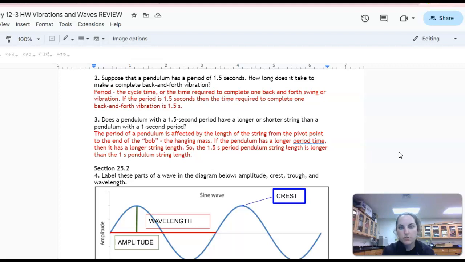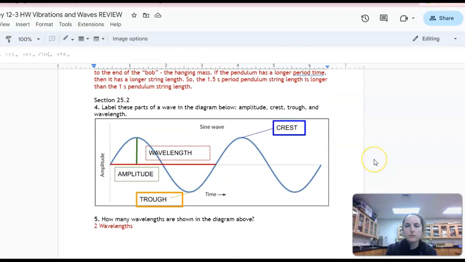Okay, so the period of the pendulum is affected by the length of the string. It is not affected by the mass. And so therefore, in order for that thing to pivot at a slower rate, it needs to have a longer string length. The one with the shorter string length is going to go back and forth much more quickly. So it's going to have a shorter string length, so a shorter period.